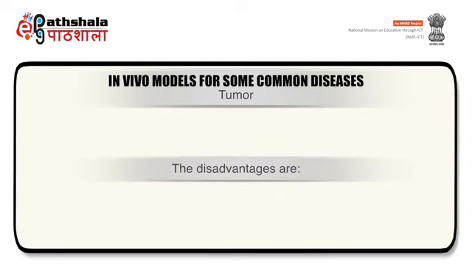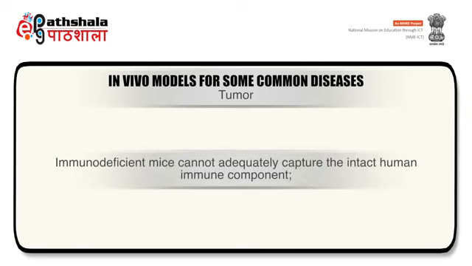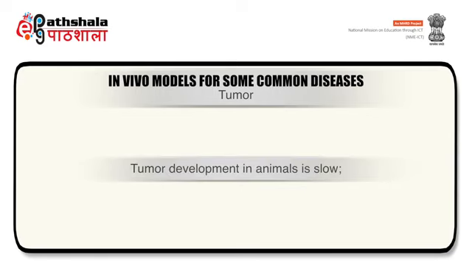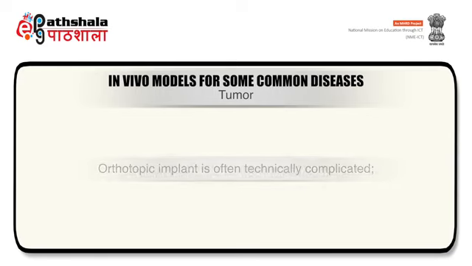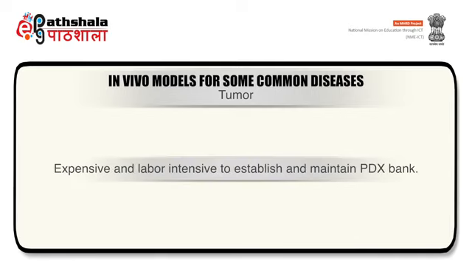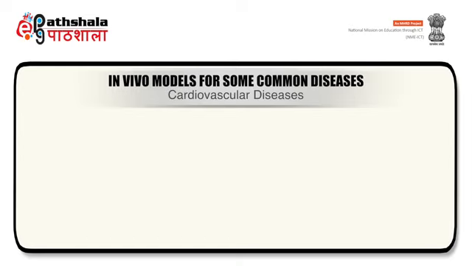The possible disadvantages are: first, the immunodeficient mice cannot adequately capture the intact human immune component. The tumor development in animals is slow. The orthotopic implant is often technically complicated, and it is expensive and labor intensive to establish and maintain the patient-derived xenograft bank. The next we are going to discuss the in vivo models for the cardiovascular diseases.